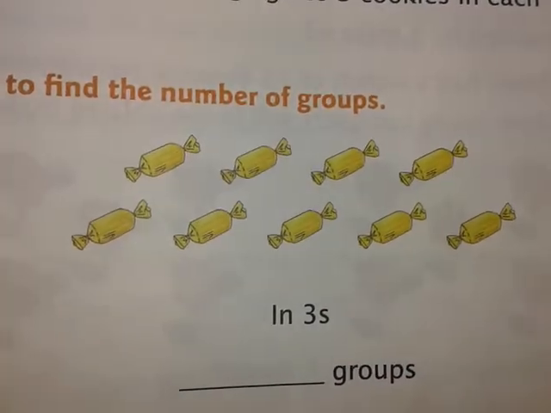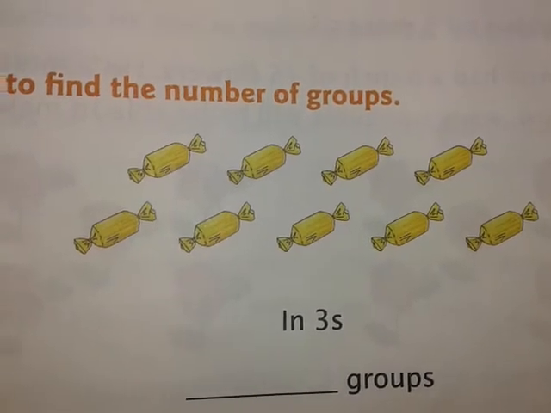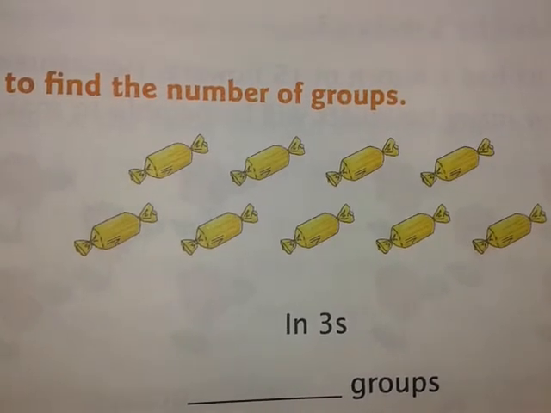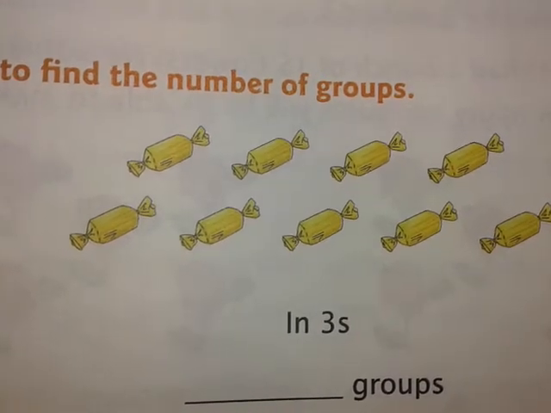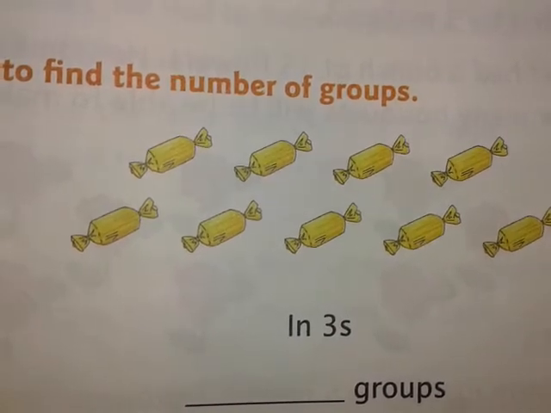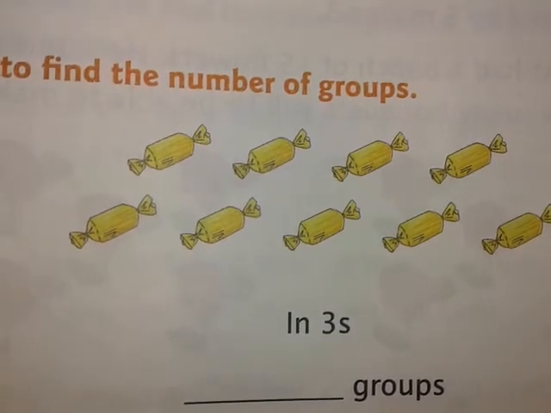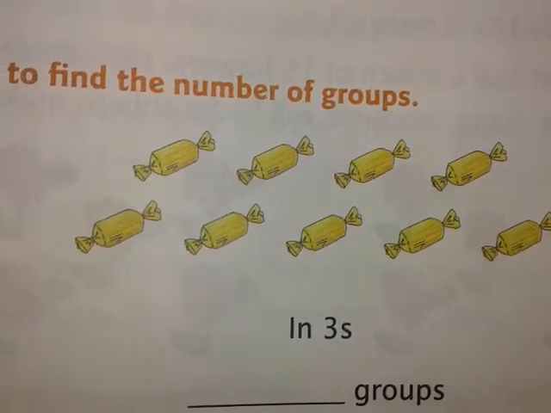Try the next one. Some toffees are given. Make groups of 3. Take 3 toffees and make a circle. And see the number of groups that you have formed, when multiplied with 3, will give you the number of toffees. Once again, I will explain you these things tomorrow.